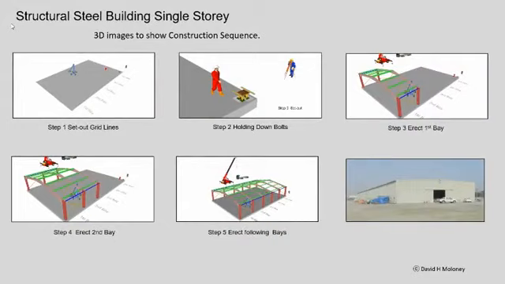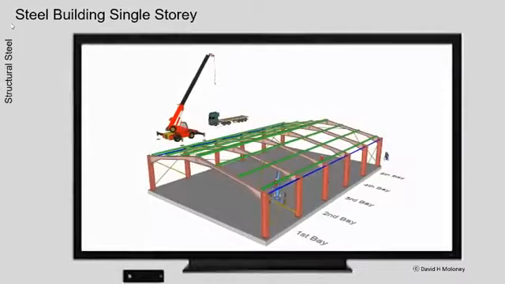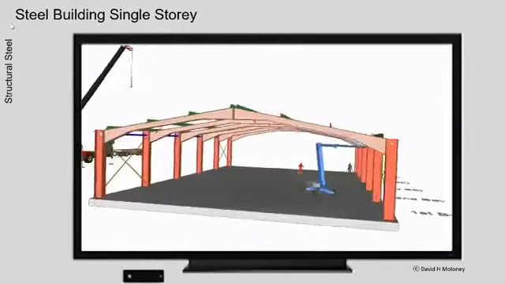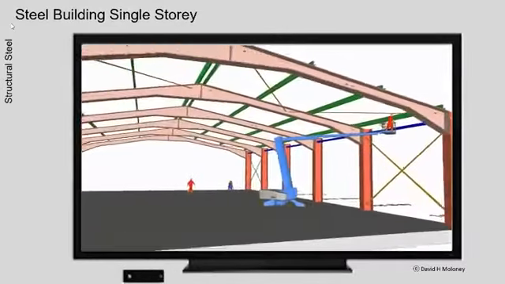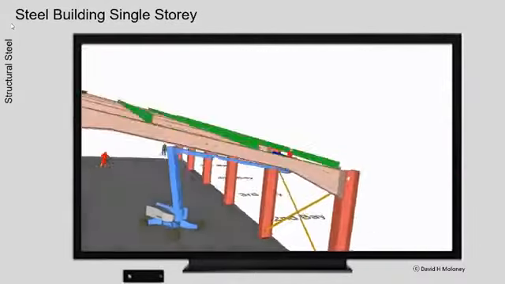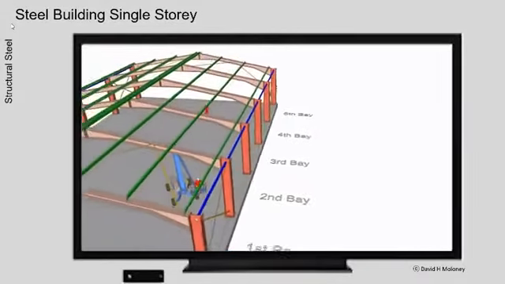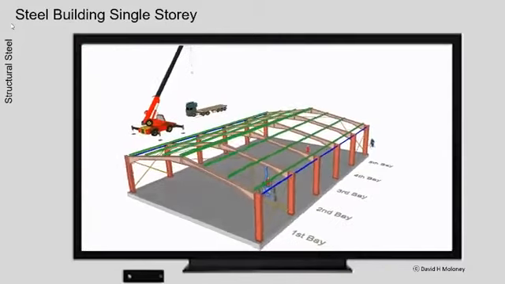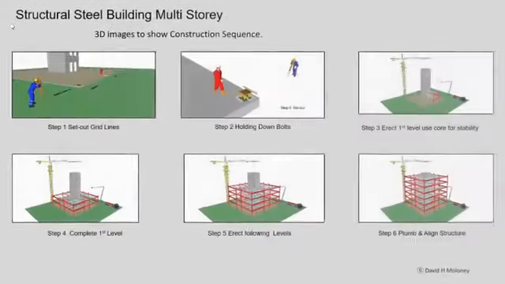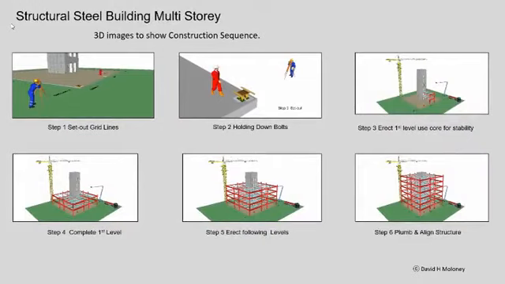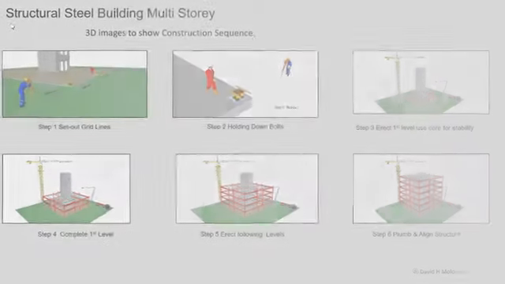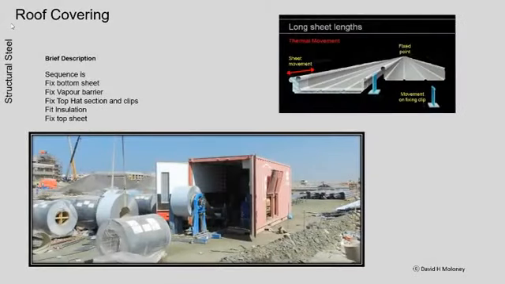Portal frame building. Construction sequence and plant. Multi-story steel building. Construction sequence and plant. Roof covering. Footage showing the rolling of the top sheet and the roof construction.